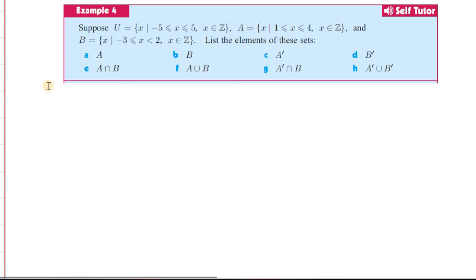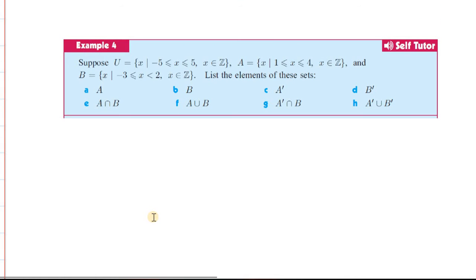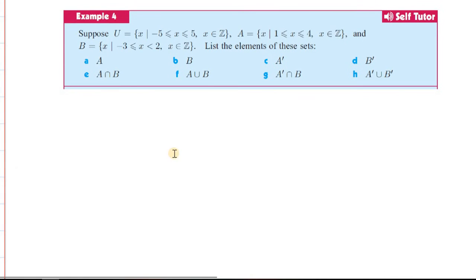This is example 4 on page 8, and we're still talking about complements of sets. So suppose, for example, you have the universal set U, where x is between -5 and 5 and is an integer. You have the set A, where x is between 1 and 4 inclusive, also integers, and the set B, where x is between -3 and 2, not including 2, and also integers.